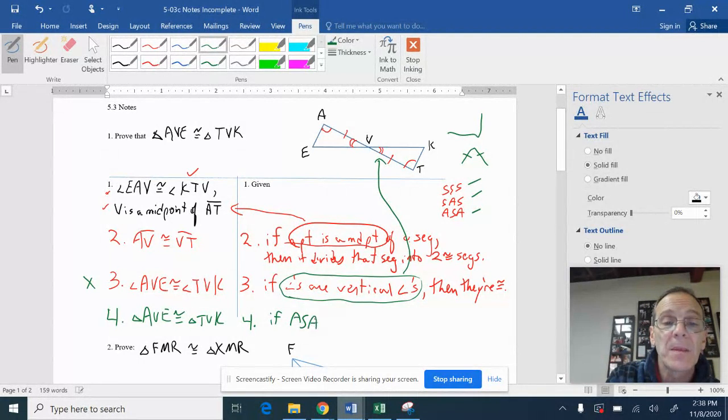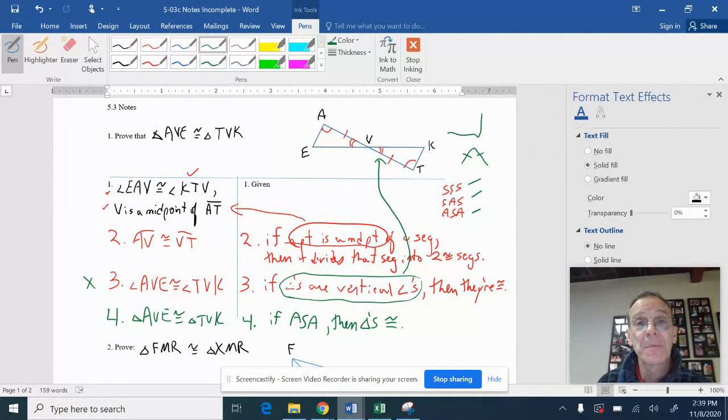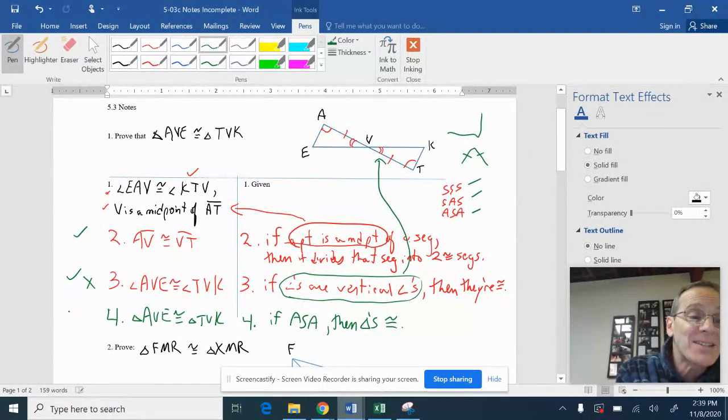Okay, if ASA, then triangles are congruent. By the way, if you're doing a proof and you're supposed to say if ASA and you say SAS, it gets marked wrong, okay? Because when you write SAS, you need to have two pairs of congruent sides and a pair of congruent angles. And if you don't, you're quoting the wrong reason. It's wrong, okay? Notice this proof now took us a step 2, a step 3, and a step 4.